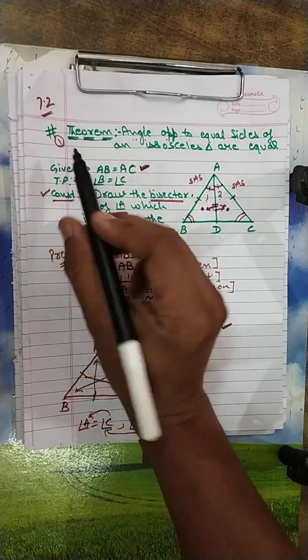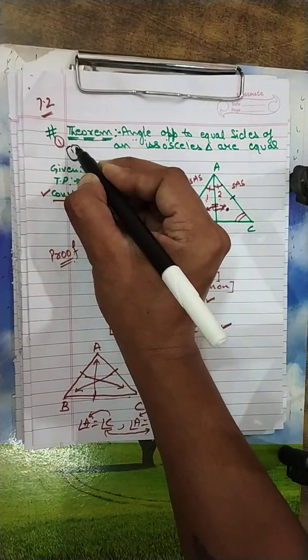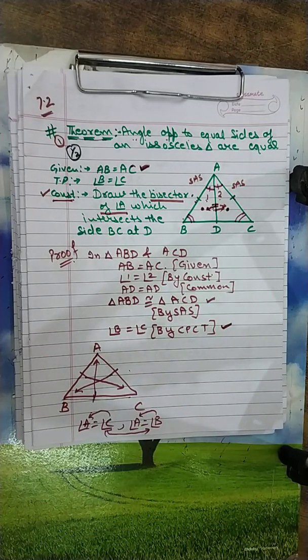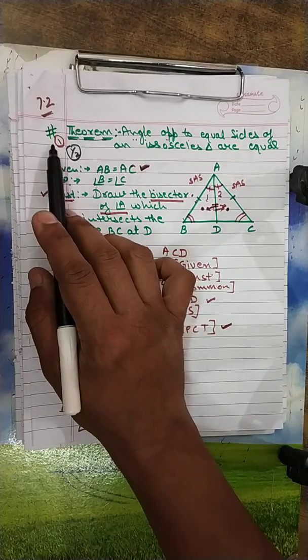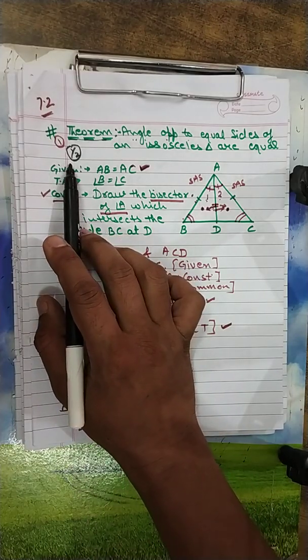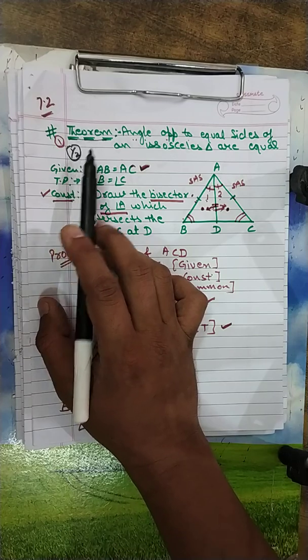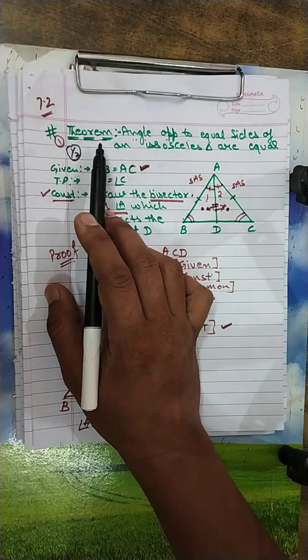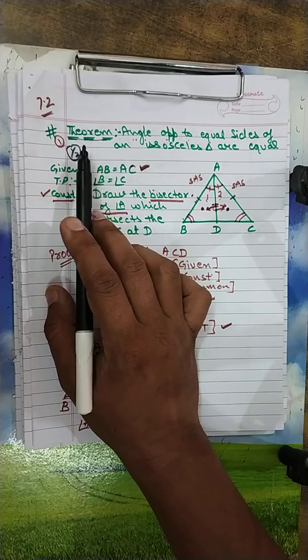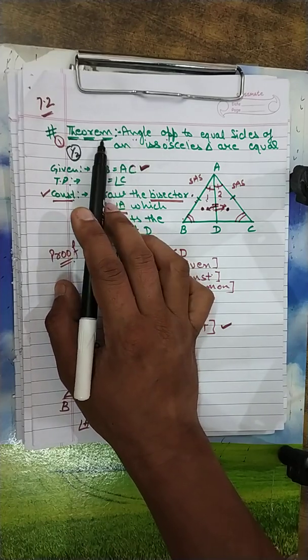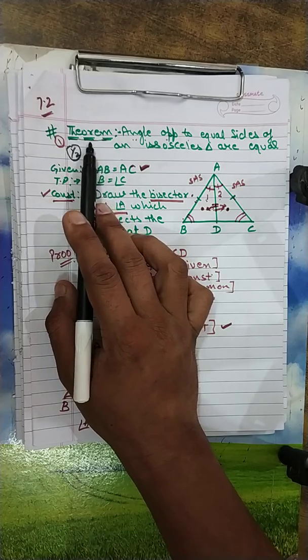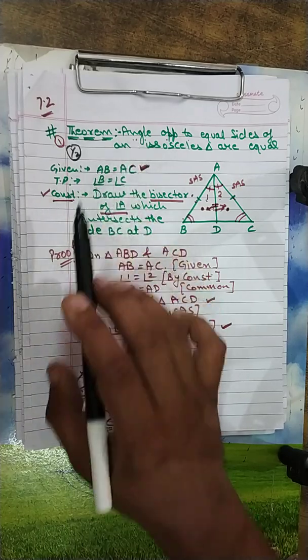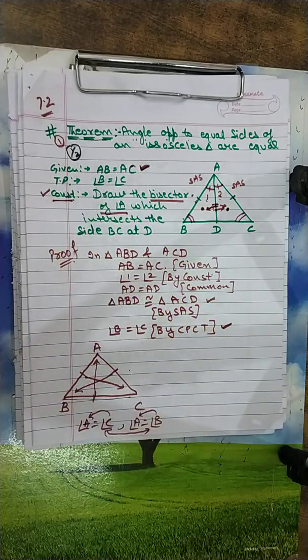It carries 1 mark or half a mark according to the CBSE rule, because the CBSE marking rule changes every time. Sometimes it comes with 1 mark, sometimes with half a mark. So whenever there is a theorem in any chapter, first of all you have to write the statement of the theorem. Like theorem, then statement, then given, to prove, the question starts.